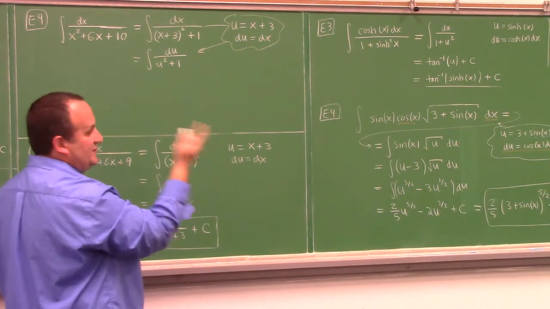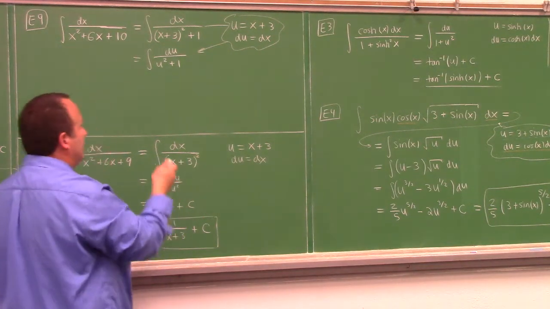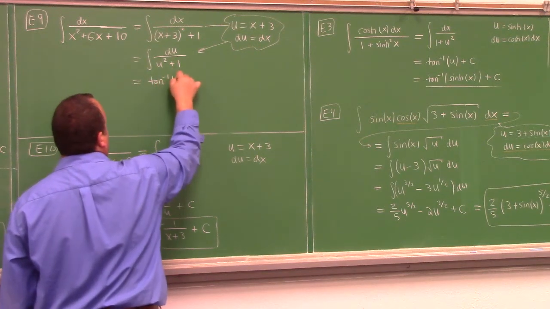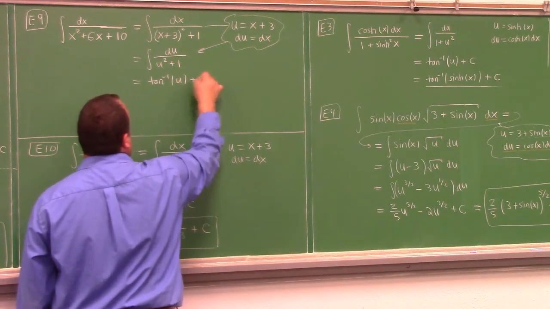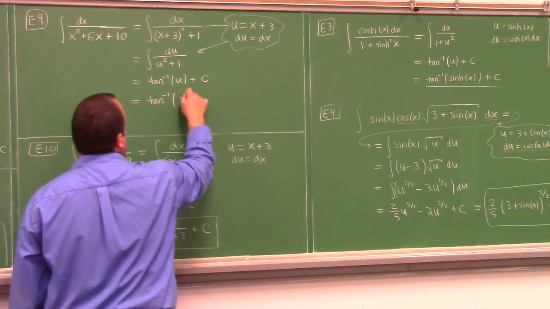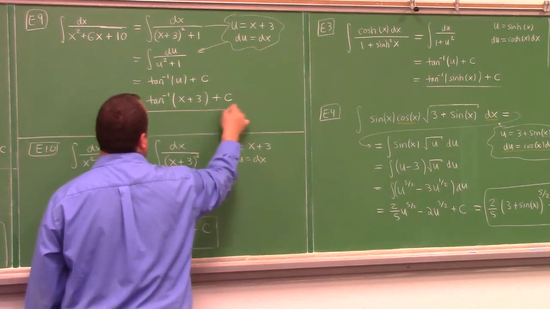It doesn't matter if it's u squared plus 1 or 1 plus u squared. It's the same, right? They're equal. So yeah, inverse tangent. So that is inverse tangent of x plus 3 plus a constant.